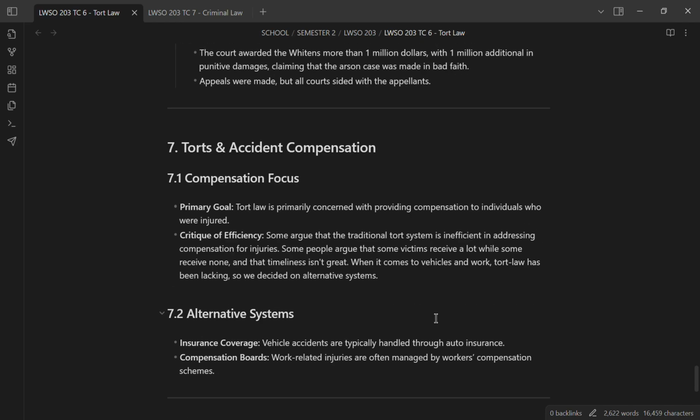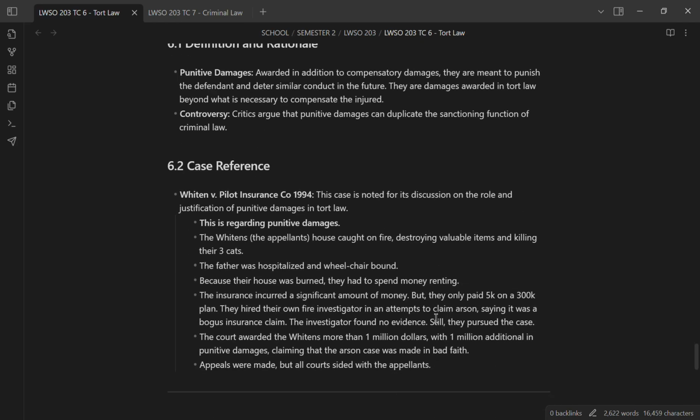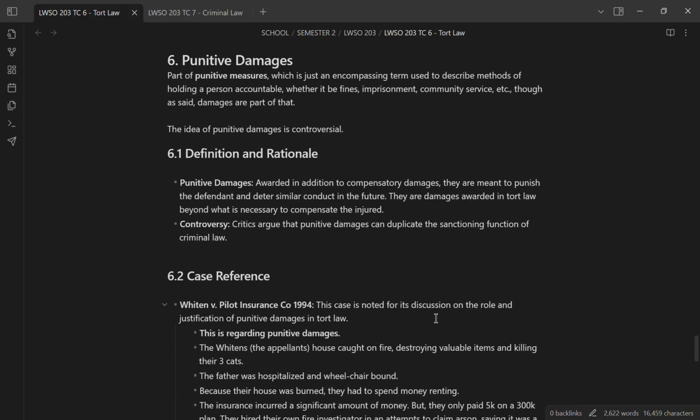Punitive damages. Let's get into that. We talked about that a little bit. It's part of punitive measures in punishment. Punitive measures is a term used to describe methods of holding people accountable, whether it's fines, imprisonment, community service, whatever it may be. And punitive damages, as we are talking about, is definitely part of that.